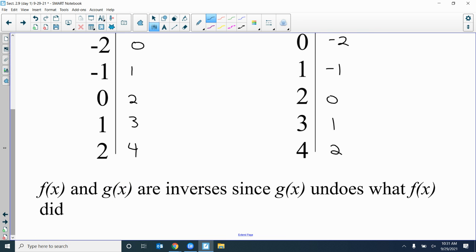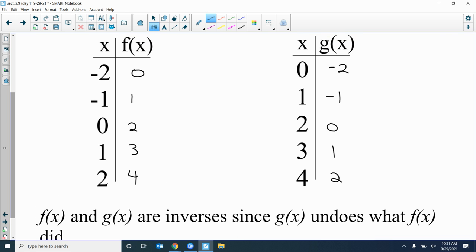F of x and g of x are inverses. Okay, I'm telling you that now, since g of x undoes what f of x did. Now, let me explain what that means. That's probably like you're going like, what? All right. For this point here, -2 went to 0. G of x, when I plug in 0, what do I get back? -2. -1 goes to 1, 1 goes to -1. 0 goes to 2, 2 goes to 0.